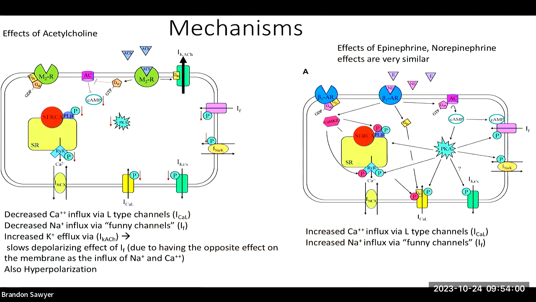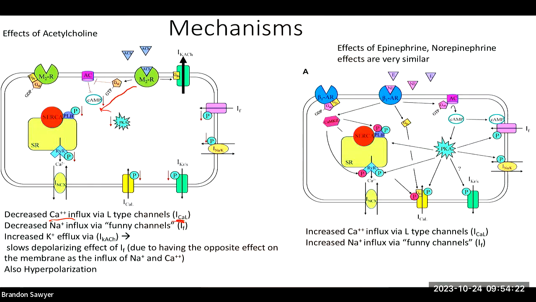Okay, so when acetylcholine comes and binds, it kicks off all of these events leading to cyclic AMP and protein kinase A all decreasing. And then we get all of these effects here. So we get, number one, decreased calcium influx via those L-type channels.